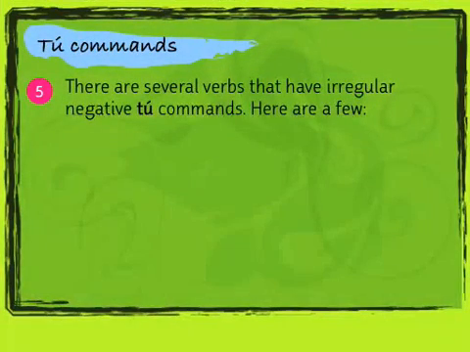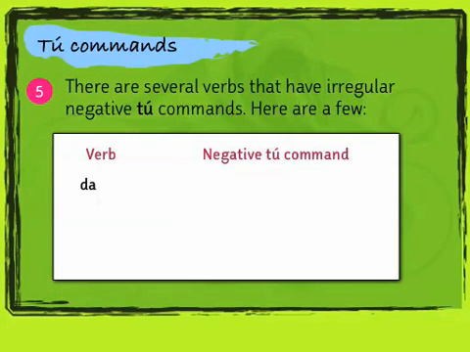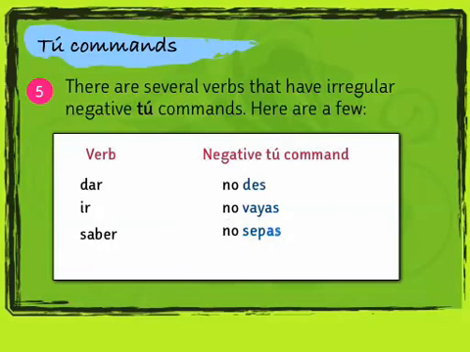There are several verbs that have irregular negative tú commands. Here are a few. Verb, dar, negative tú command, no des. Ir, no vayas. Saber, no sepas. Ser, no seas.